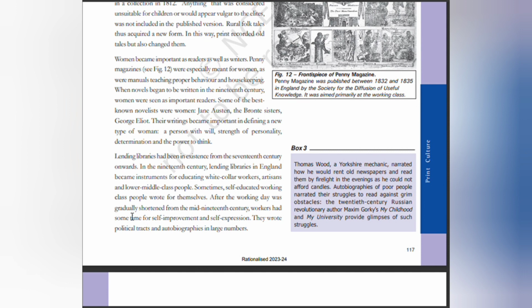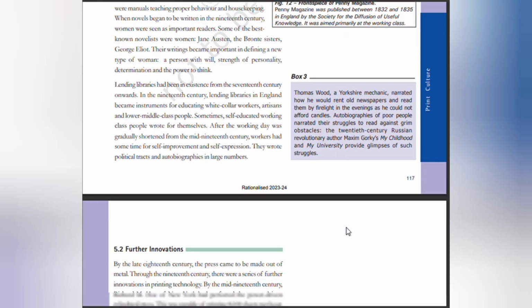After the working day was gradually shortened from the mid 19th century, workers had some time for self improvement and self expression. They wrote political tracts and autobiographies in large numbers. Thomas Wood, a Yorkshire mechanic, narrated how he would read old newspapers by firelight in the evenings as he could not afford candles. Autobiographies of poor people narrated the struggles to read against grim obstacles. The 20th century Russian revolutionary author Maxim Gorky's My Childhood and My Universities provide glimpses of such struggles.